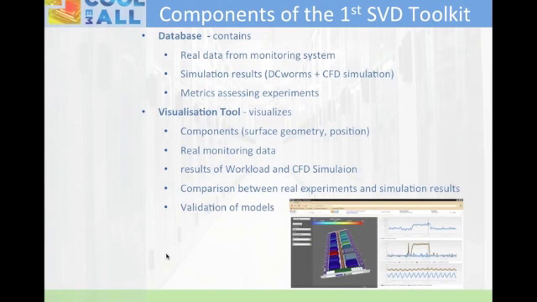The database, mentioned before, contains, in addition to real data captured from the monitoring systems, simulation results, and these can be easily evaluated and compared against each other. The visualization tool that we use visualizes components and surface, geometry and position. It is capable of providing information about the data stored in the database, in that case monitoring data and results of workload and CFD simulation. So this enables validation of the models that we use for workload and CFD simulation.